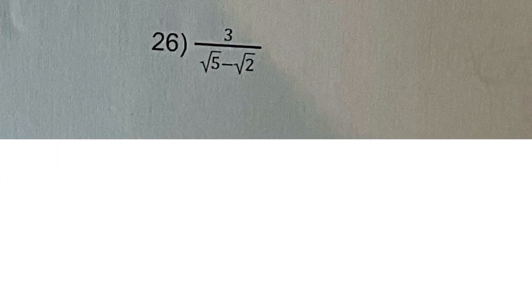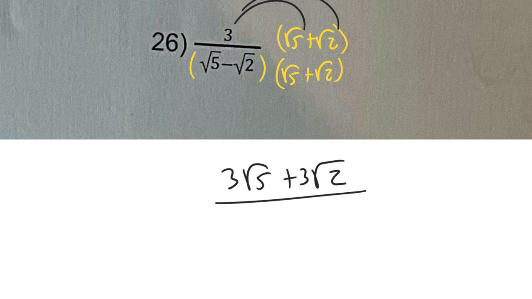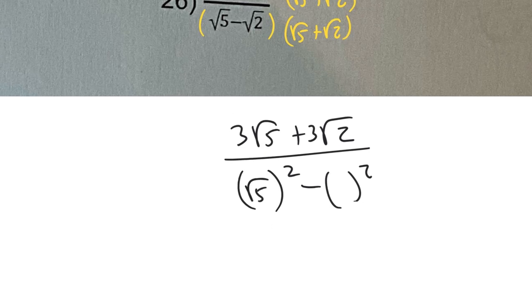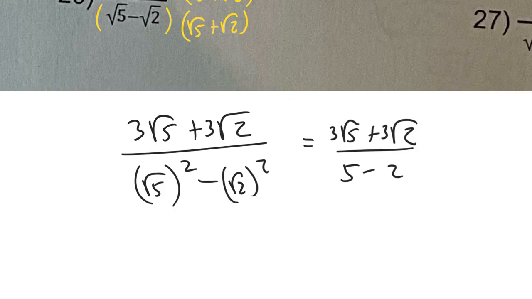This one here, same deal, just multiply the top and bottom by the conjugate. So we have radical 5 plus radical 2, radical 5 plus radical 2. Up top, of course, distributing, right? So we have a 3 radical 5 plus a 3 radical 2 all over something squared minus something squared. And what goes inside? Well, that is a radical 5. That is a radical 2. Up top, of course, 3 radical 5 plus 3 radical 2. Down below, we have a 5 minus 2, aka 3 down there. And then up top, it's the same thing.